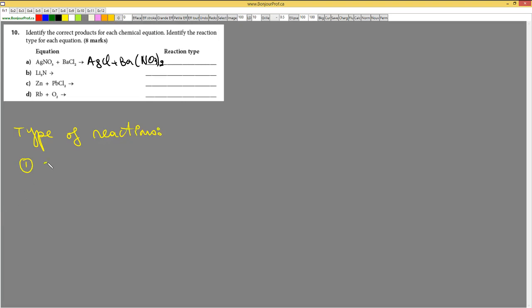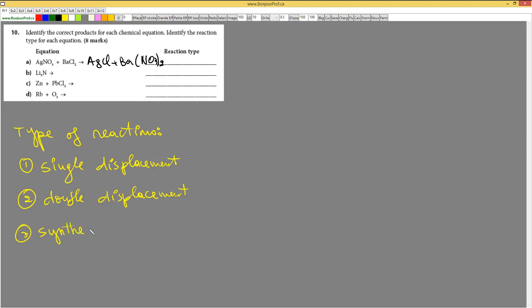1. Single displacement. 2. Double displacement. 3. Synthesis. 4. Decomposition. These are the 4 types of reactions that you have to choose from.